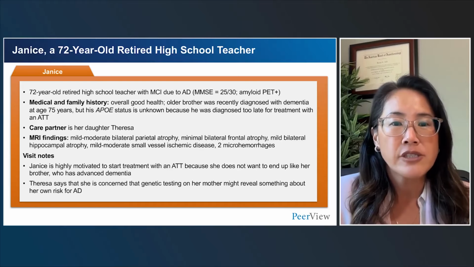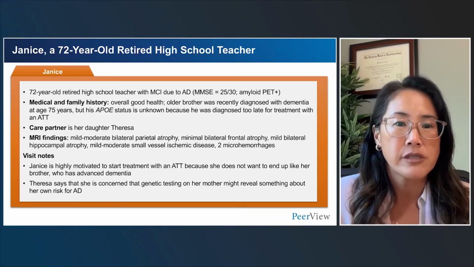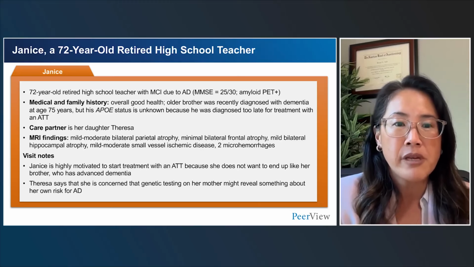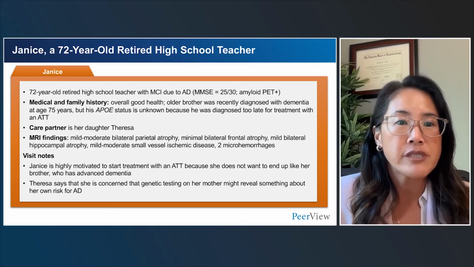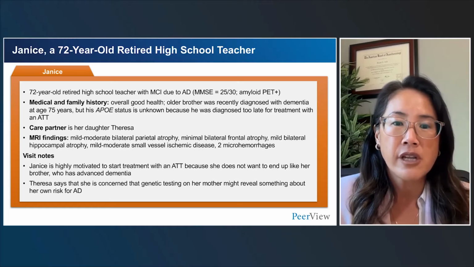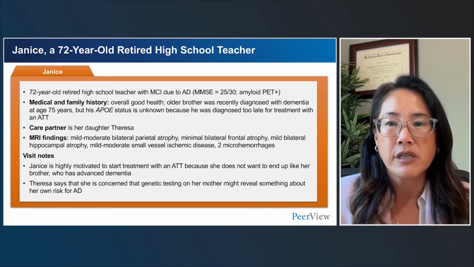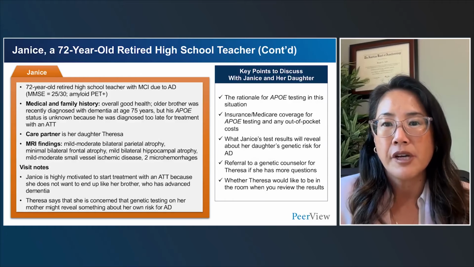On MRI, she has diffuse atrophy. It's mild to moderate in the parietal lobes, minimal frontal, mild in the hippocampus, and then some mild to moderate small vessel ischemic disease with 2 microhemorrhages. Janice is highly motivated to start treatment with an amyloid-targeting therapy because she just does not want to end up like her brother, who has advanced dementia. Teresa, her daughter, says that she's concerned that genetic testing on her mother might reveal something about her own risk for Alzheimer's disease.